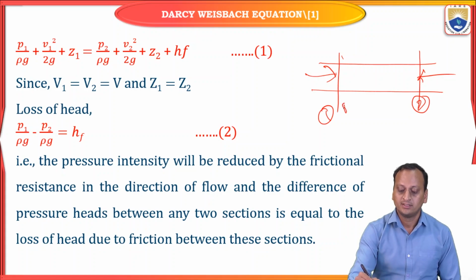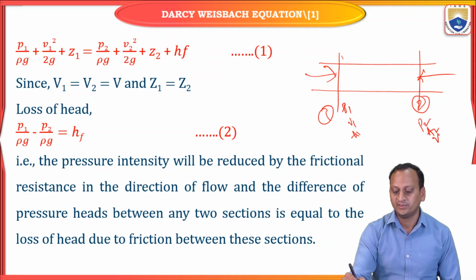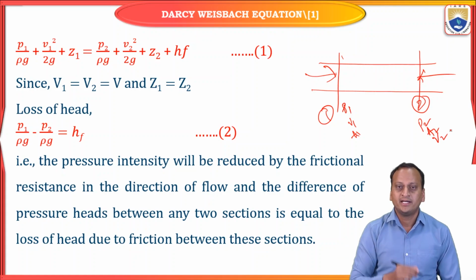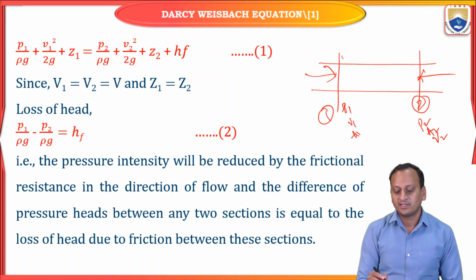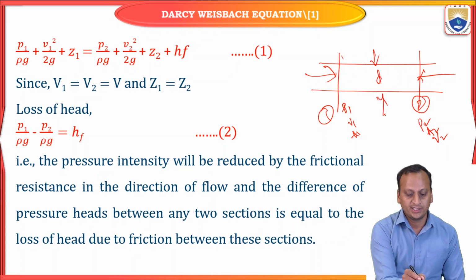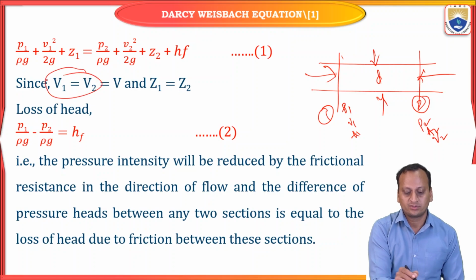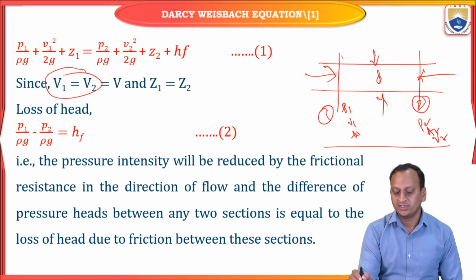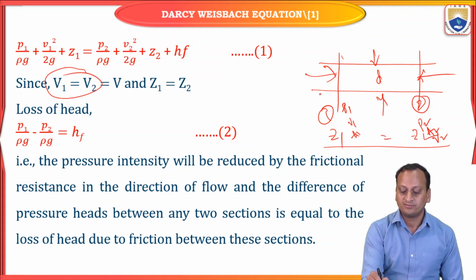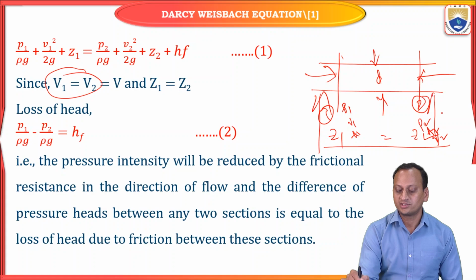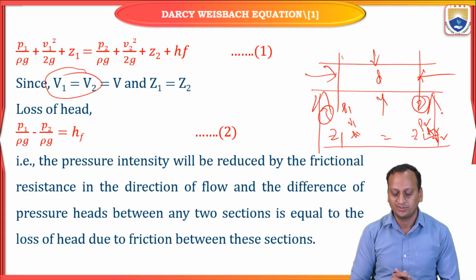At section 1 we have pressure P1, A1 and V1. Similarly P2, A2, V2 are the parameters at section 2. As the cross section of the pipe is uniform, we can consider V1 equals V2, and as both sections are at the same level from the bottom line, Z1 is equal to Z2.